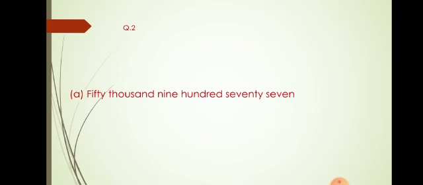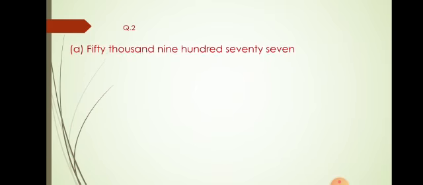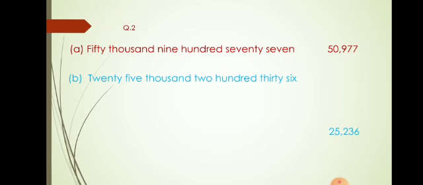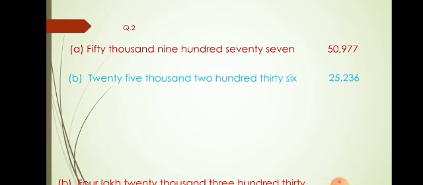Question number 2. In question number 2, now we have the numbers in words and we have to write them in digits. So this is 50,977. So we will write 50 in the period of 1000, 977 in the period of ones. 25,236. So 25 in the period of 1000, 236 in the period of ones.